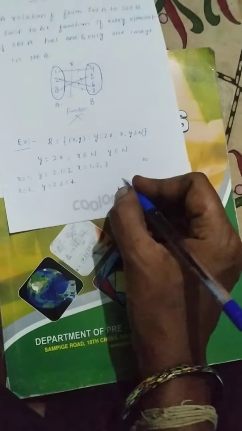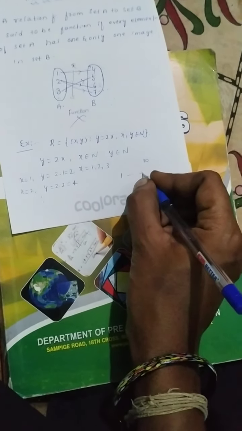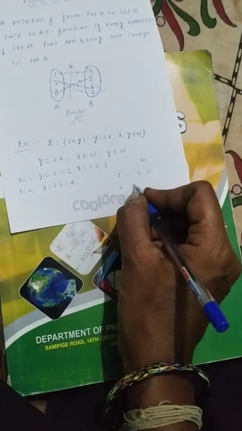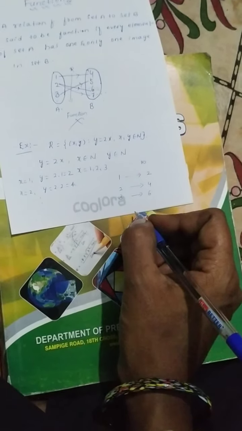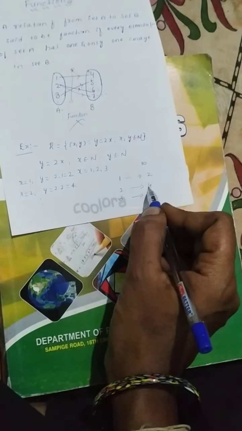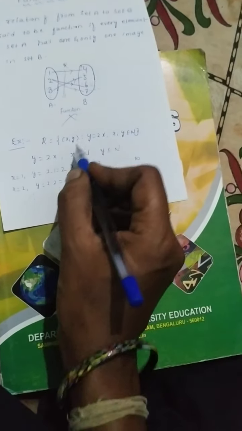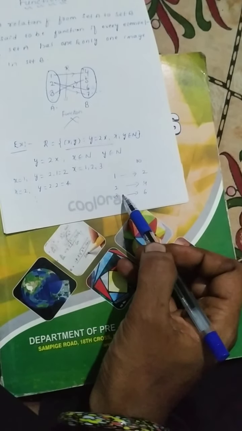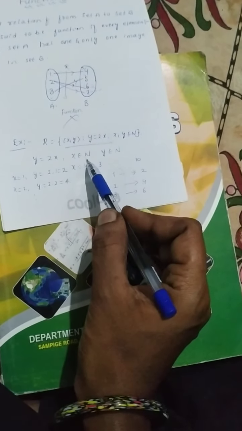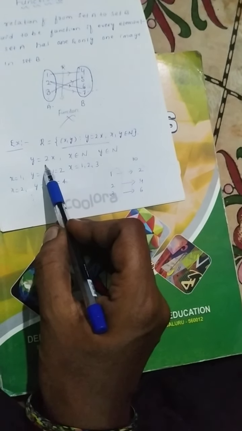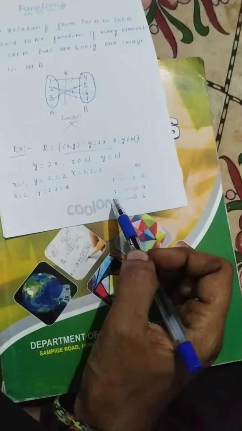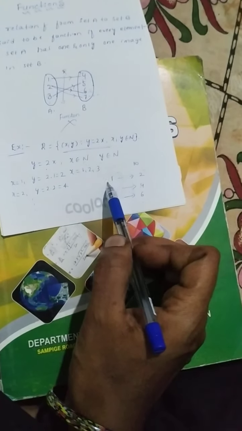So now, when x is 1, y is mapped with 2. When x is 2, it is mapped with 4. If x is 3, it is mapped with 6. But for 1 we will not get 4, right? So this is the relation for this condition, and for each and every element of x we have a unique image in y, which is a multiple of 2. Therefore we get one and only one image for each x, and we can call this relation a function. Hope you guys understood this.